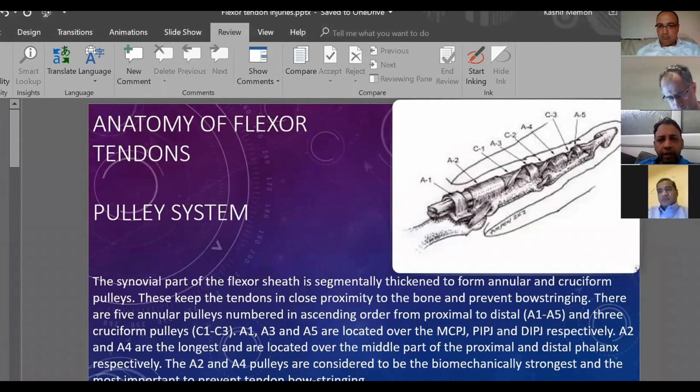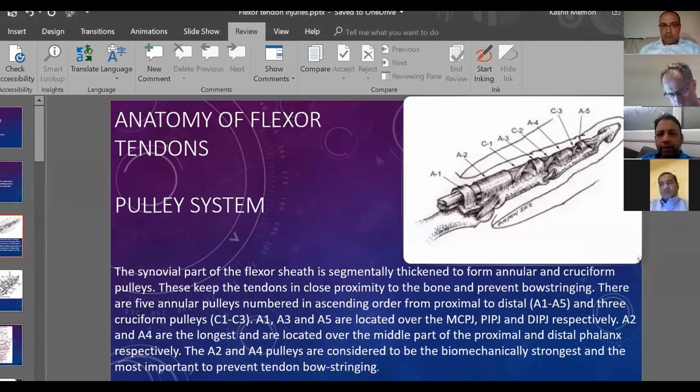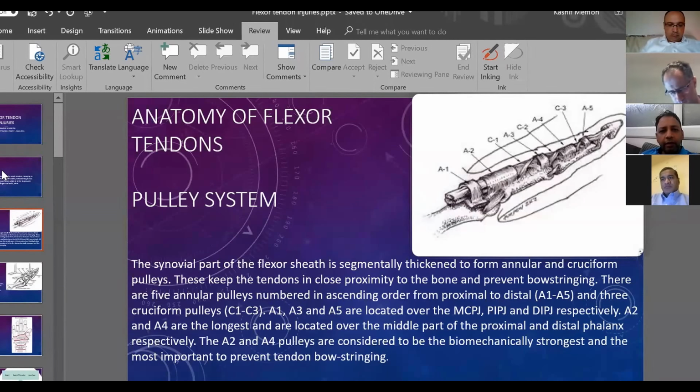So a little bit about the anatomy of the flexor tendons and pulley system. Sorry, a little bit busy slide, but the synovial part of the flexor sheath is segmentally thickened to form annular and cruciate pulleys. And these pulleys keep the tendon in close proximity to the bone and prevent bowstringing. So, annular pulleys are from A1 to A5, and cruciate pulleys from C1 to C3. Most important pulleys are A2 and A4.